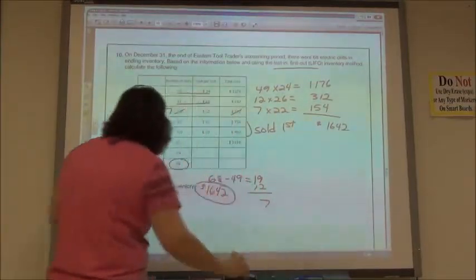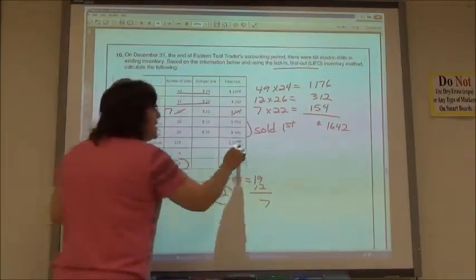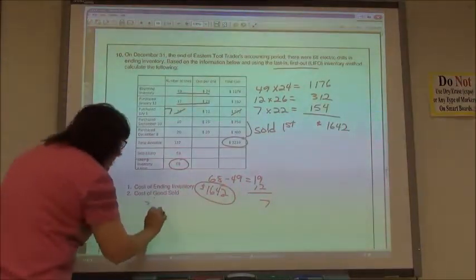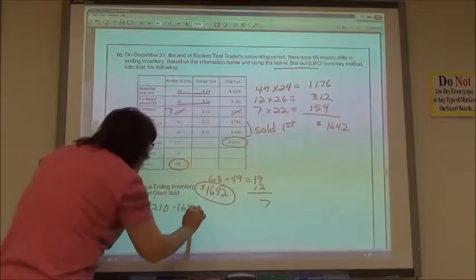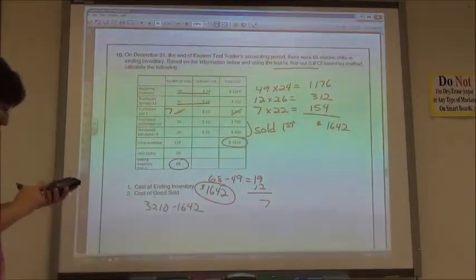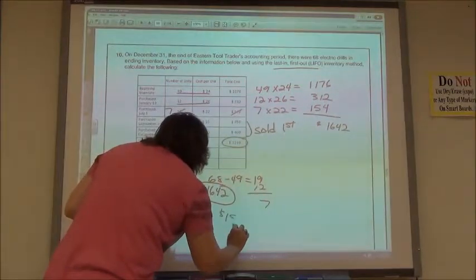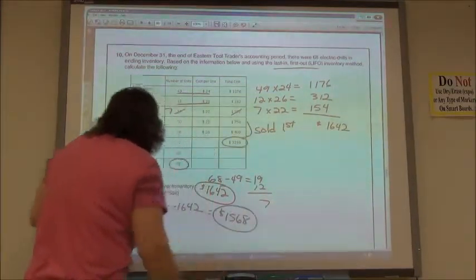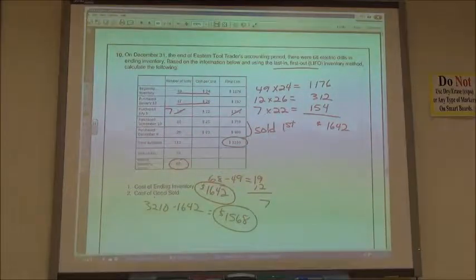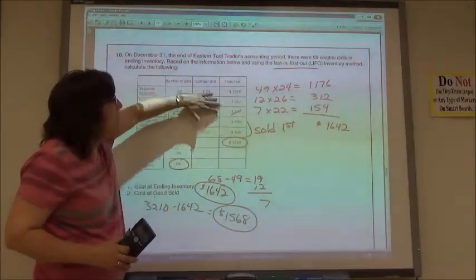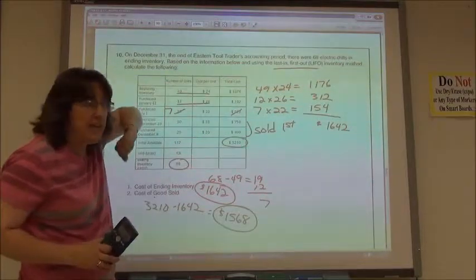Again, if I want to find the cost of goods sold, I can just take my total cost and subtract off the value of my inventory. 3210 minus 1642 would give me 1568. So the cost of my goods sold, $1,568. So last in, first out. These are the first things I sold. I still have the old stuff left in inventory.